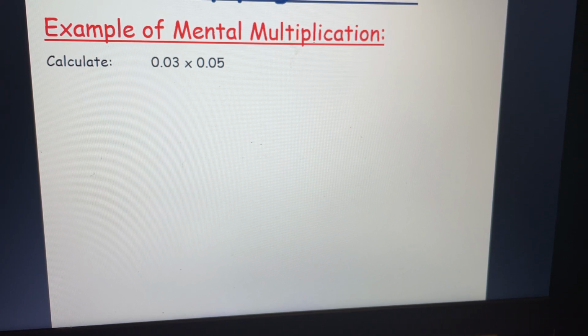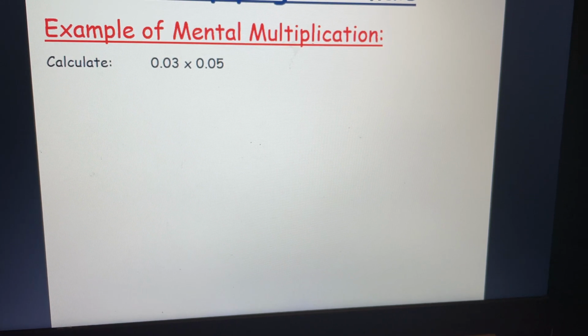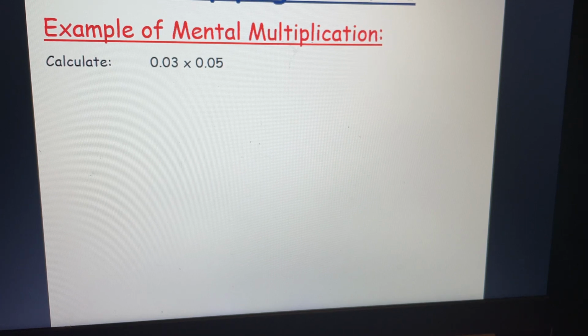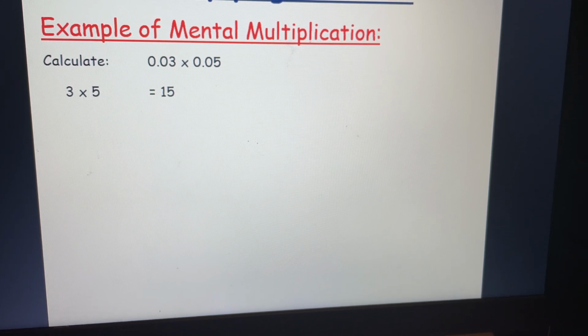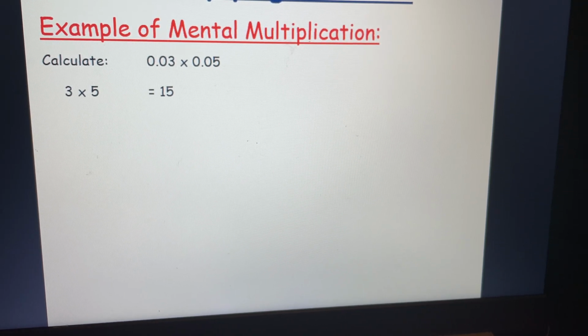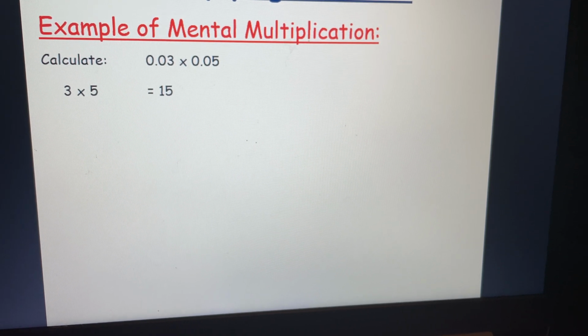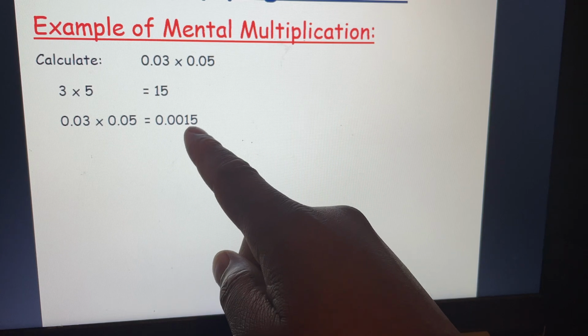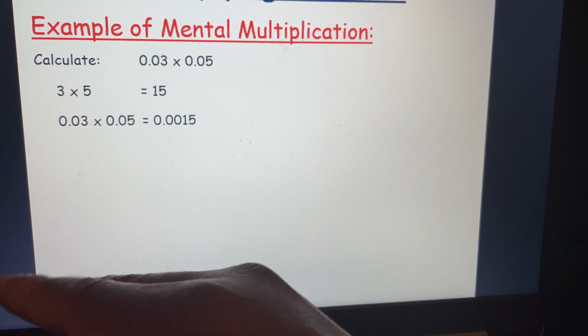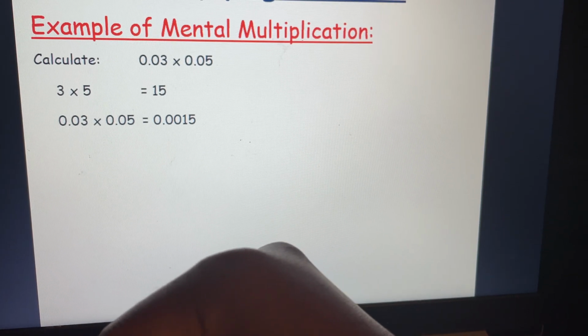So the first example I have is 0.03 times 0.05. The first thing you do is multiply the two whole numbers, that is, the 3 and the 5. So 3 times 5 is 15. Good. And then the overall answer is basically 0.0015. Remember, these videos are for people who struggle with maths.